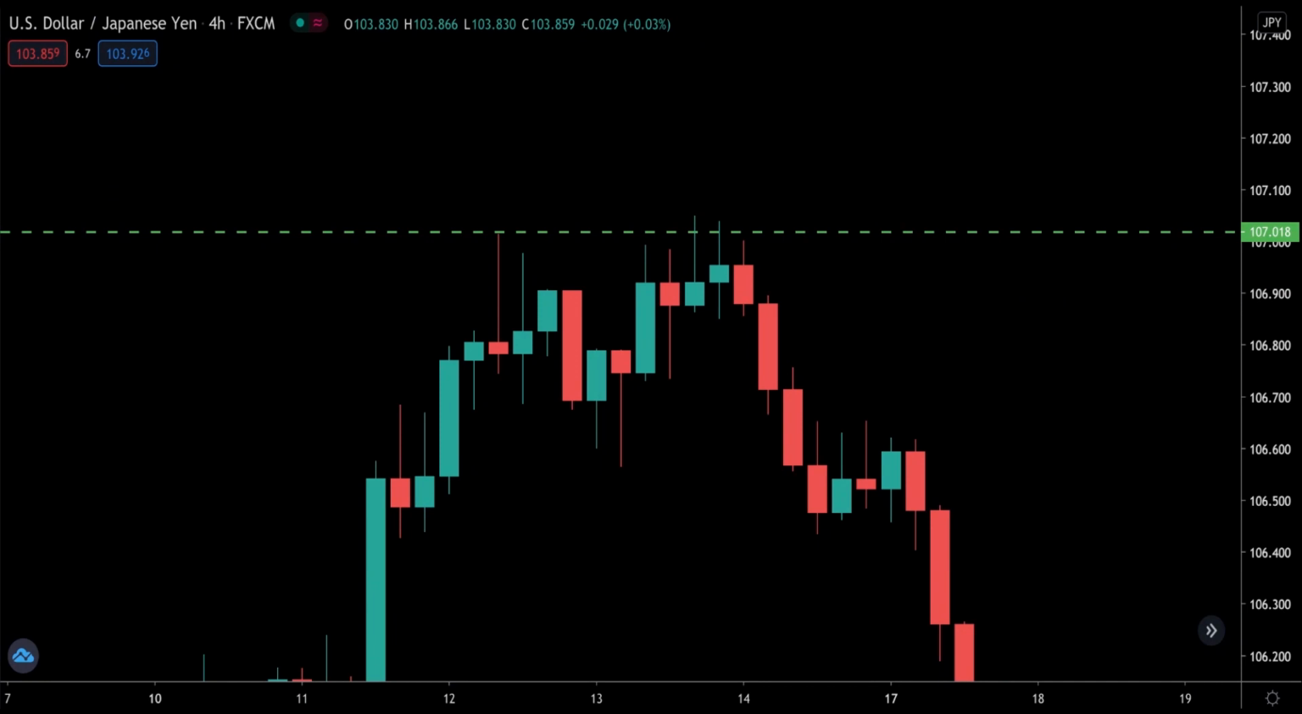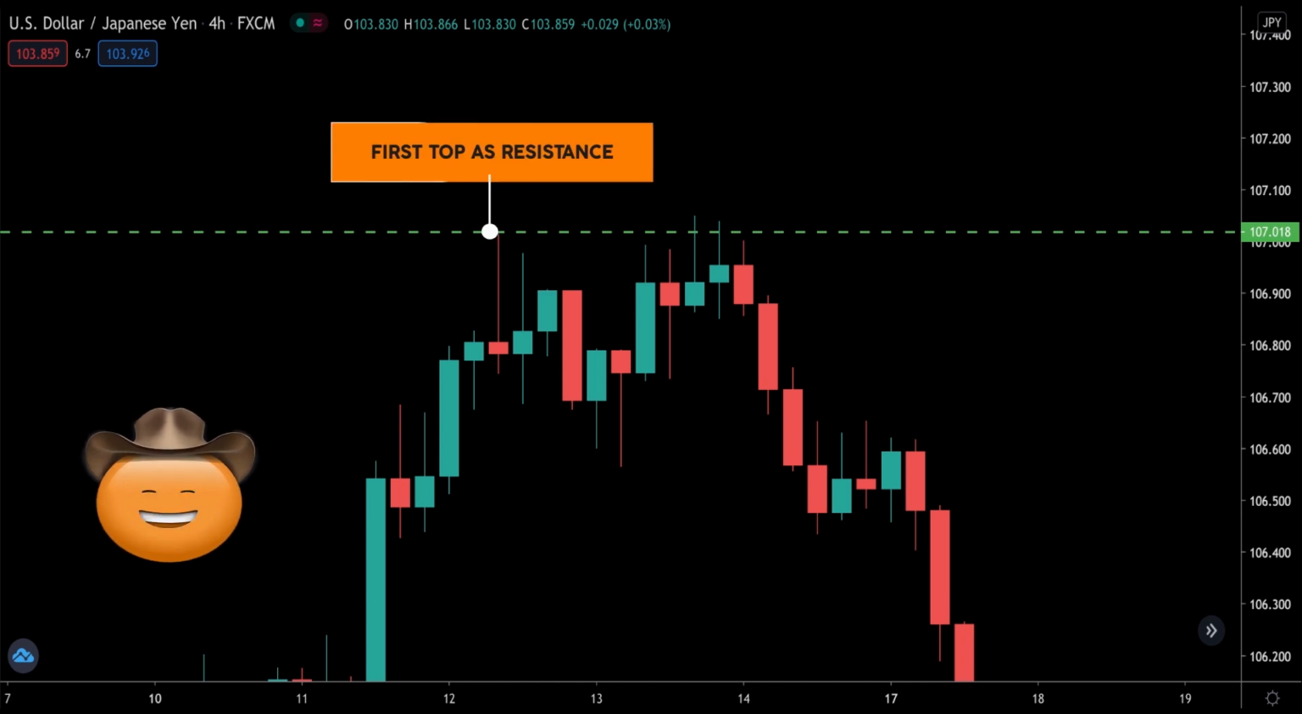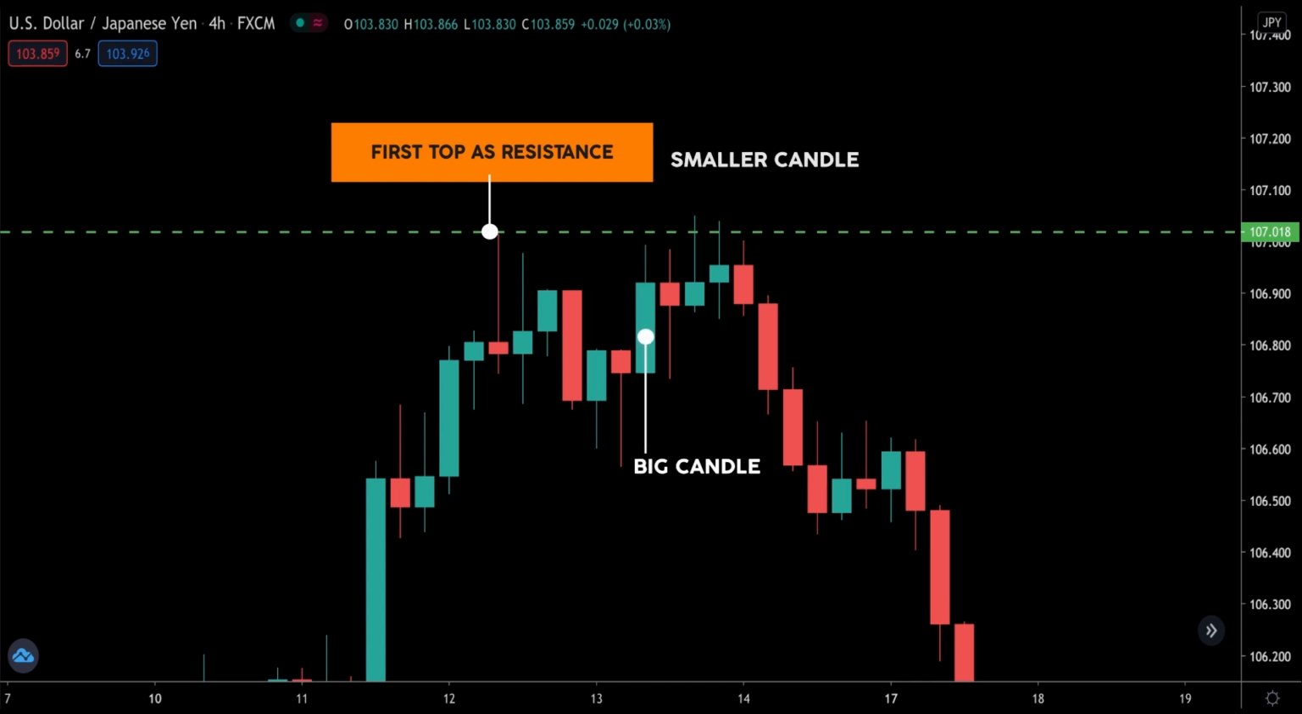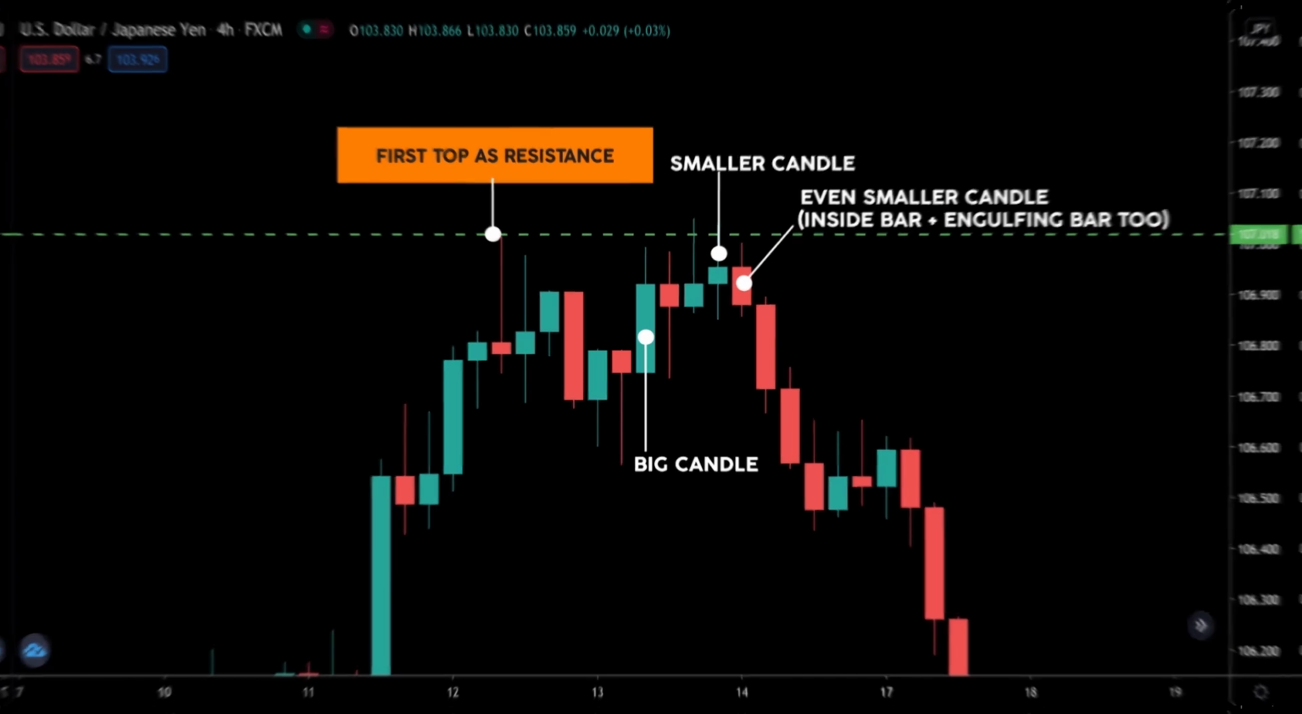Let me show you a couple more examples before highlighting the most common pitfall traders make. So keep watching. Here's the dollar-yen chart, and we have a key resistance level. Watch how price approaches the key level. We have a big candle followed by a smaller candle followed by an even smaller candle, and then finally an engulfing bar that gives us our entry.